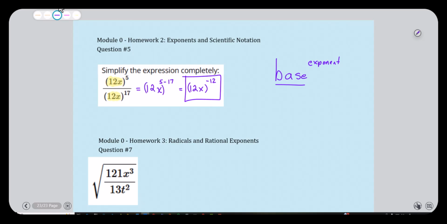So you're going to see there's a lot of rules with, you know, if you're multiplying, you add the exponents. If you're dividing, you subtract the exponents. And it's good to know those rules.